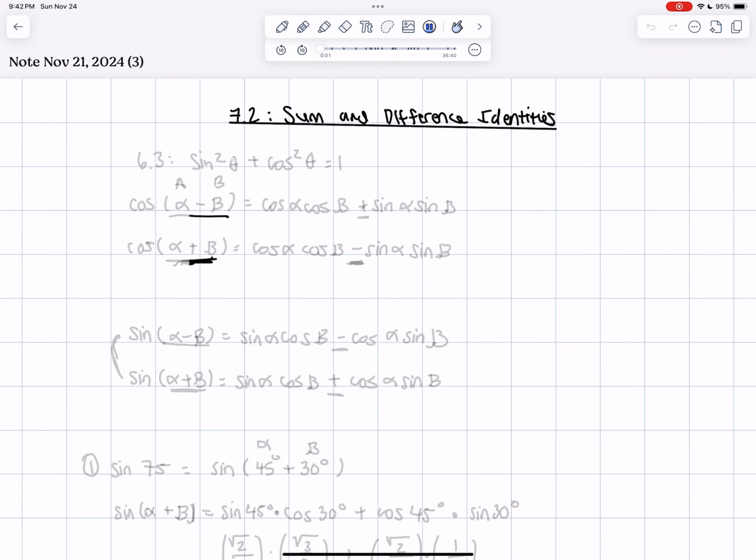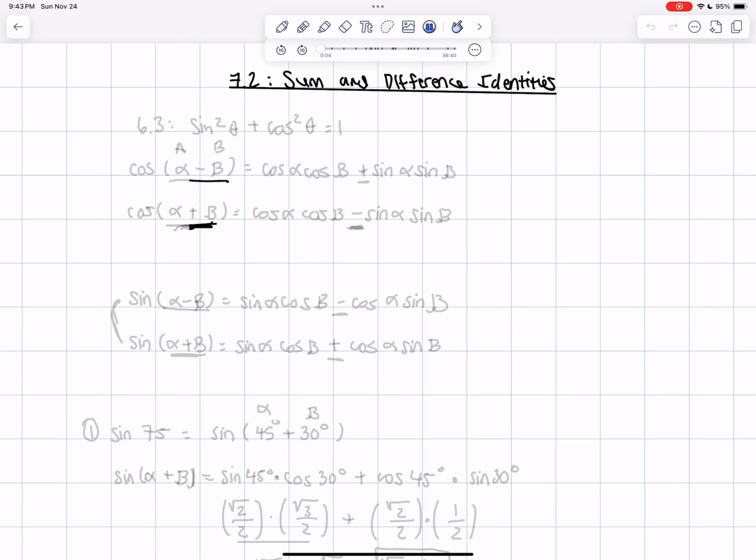So this is a video on 7.2, using the sum and difference identities. Originally in 6.3 we had the identity of sine squared theta plus cosine squared theta equals 1. We have other identities that are similar to this that we're going to use for 7.2, and we have 2 for cosine and 2 for sine.